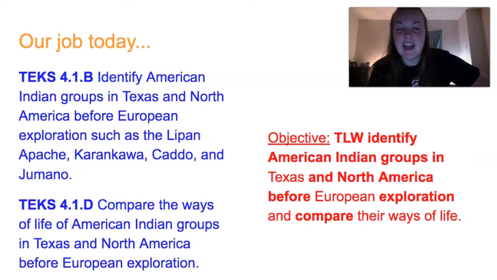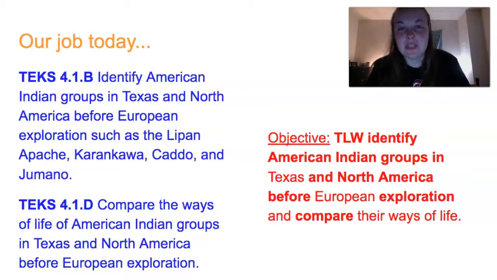Next thing. So our job today, we have 2 TEKS that we're going to be pulling from to put into our objective. So our 2 TEKS, read along as I read them to you. TEKS 4.1b. Identify American Indian groups in Texas and North America before European exploration, such as the Lipan Apache, Karankawa, Caddo, and Jumano. TEKS 4.1d.